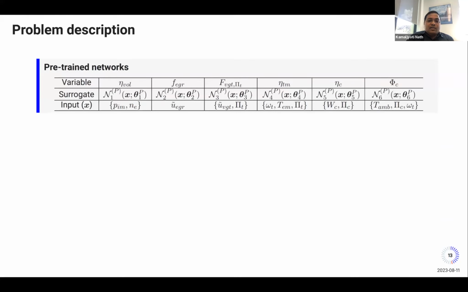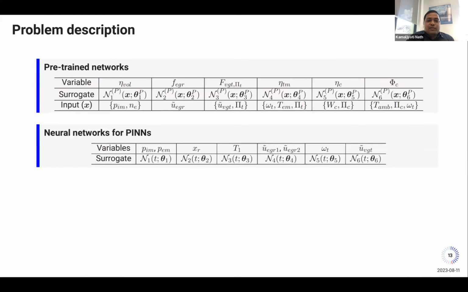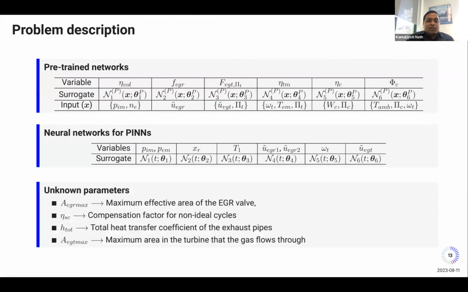Yeah, so this is where we have summarized. We have 6 P-chain networks which calculate the empirical formula. One is for the cylinder, this is from EGR, this is for VGT, this is for the turbine, this is for the compressor, this is for the compressor. So these 6 P-chain networks are for the empirical formula.